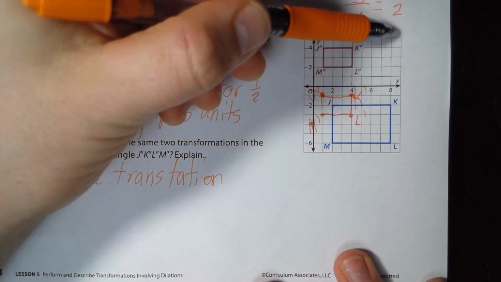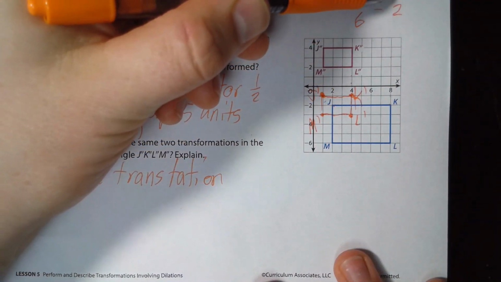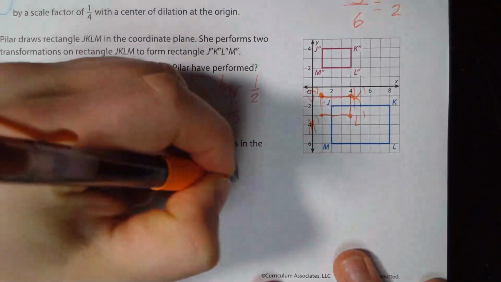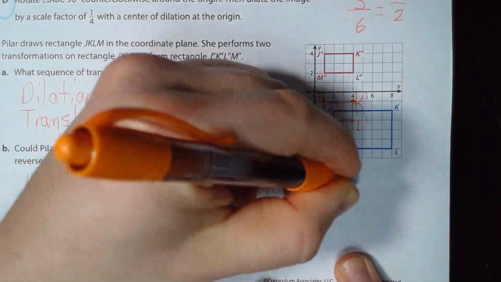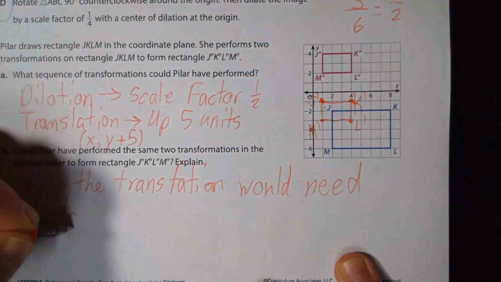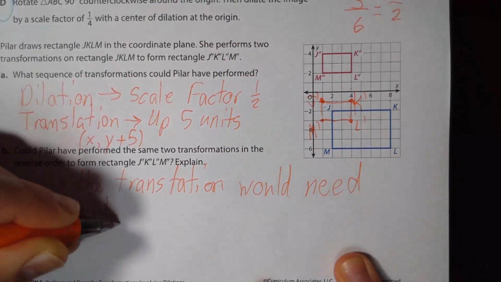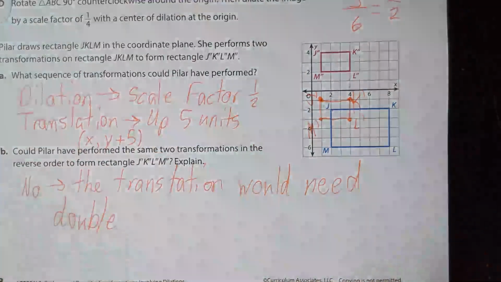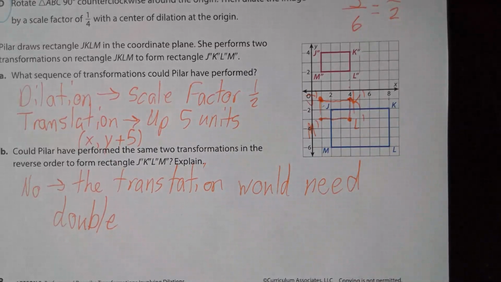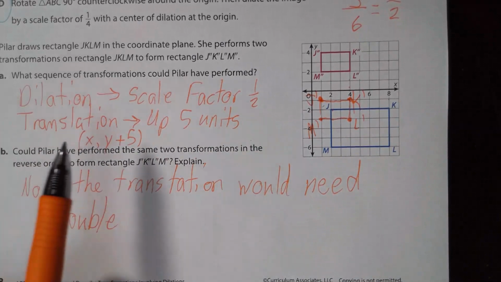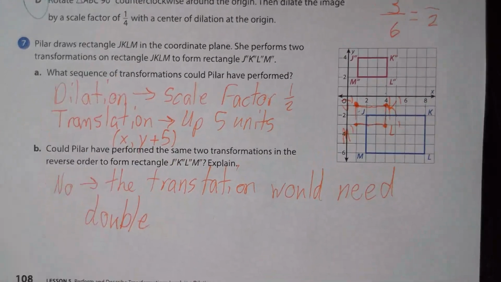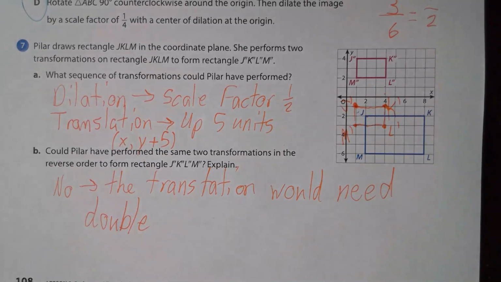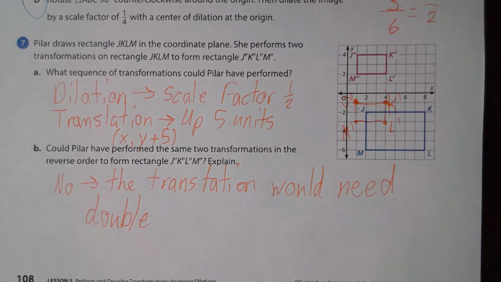Because we would need to get this up to like 8, the translation would need to be doubled. We would need to move up 10 first, because then it gets sucked down, right? So it definitely would have mattered which order we did that in, or at least how we did that translation, right? It still could have been a translation, then dilation. But in this case, it looks like order matters.